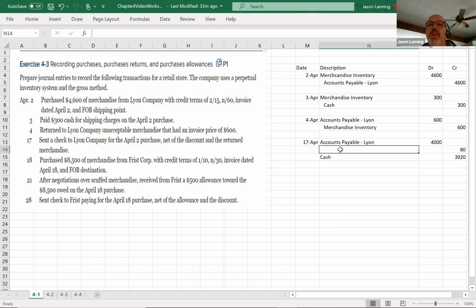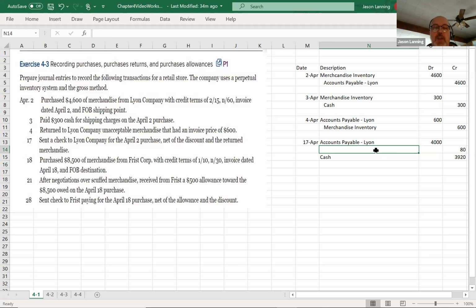And then if we think about this, again, this is a perpetual system, so everything runs through merchandise inventory. In this case, we had $4,000 worth of inventory here, but we get a discount. We get 2% off, $80 off of this. So really, our merchandise doesn't cost us $4,000. It costs us $3,920 is what we're paying for. So to adjust for that, we ordered 4,600, we returned 600, we had 300 in cost for the freight and shipping in.